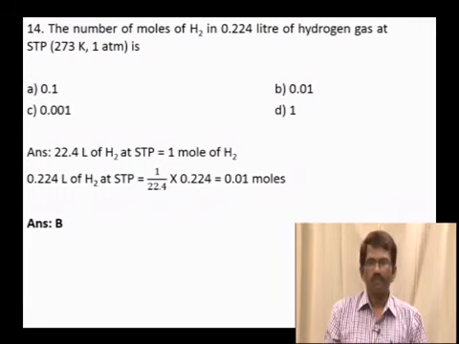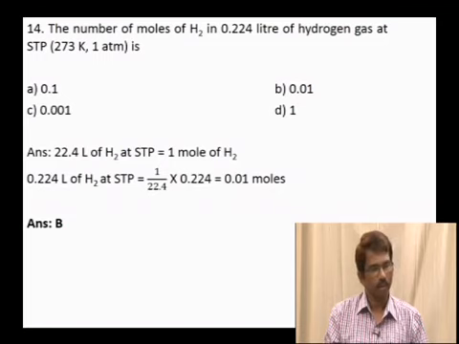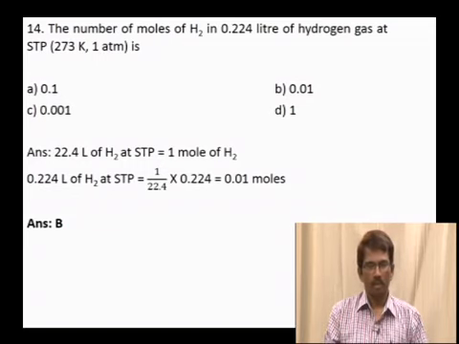Into question number 14, the number of moles of hydrogen gas in 0.224 liters of hydrogen gas at STP, that is 273 Kelvin and 1 atmospheric pressure, is: the options are 0.1, 0.01, 0.001 and then 1.